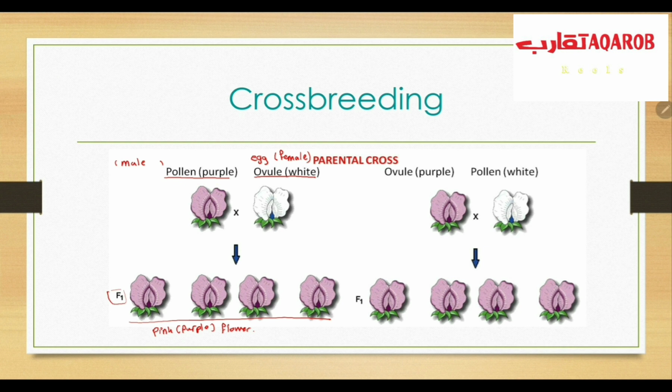also here we have another example. Here we have an ovule or female purple flower and a male white flower. Also, when we do crossing between them, the first generation produced, all of them are pink flowers. So 100% are pink or purple.